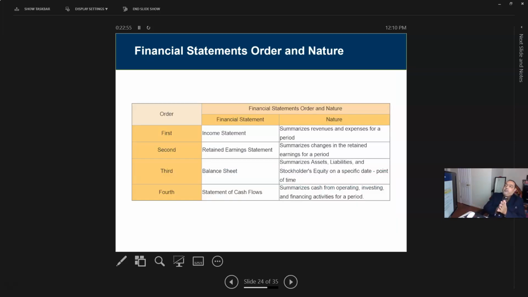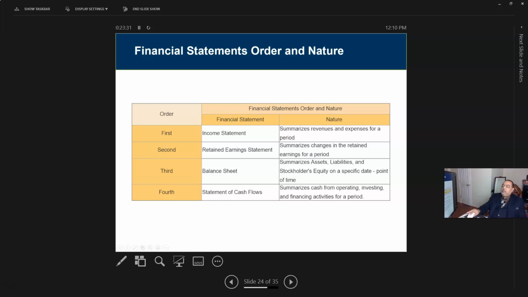Now, the order in which we prepare the financial statements is: first, we need to prepare the income statement, which summarizes the revenue and expenses for the period. Second, we'll prepare the retained earnings statement, which summarizes the changes in retained earnings for a period. It will increase with the net income, decrease with the dividend, and we'll calculate a new balance in that account. Then we prepare the balance sheet, because I'll have to bring down that summarized retained earnings balance to add up to the stockholders' equity.